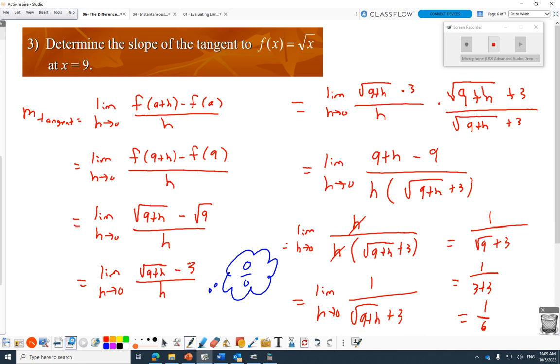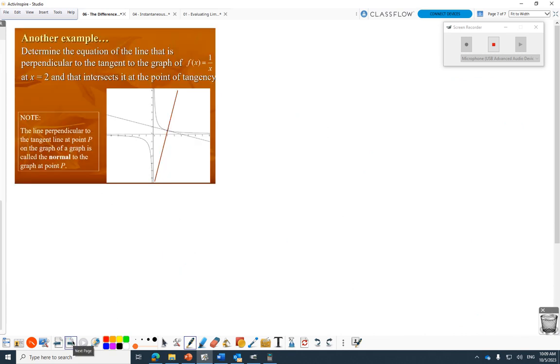In the interest of finishing the video, I'm going to do this one fairly quickly. Determine the equation of the line that is perpendicular to the tangent. Ignore all that. Part A is always m tangent. Get the slope of the tangent first, then I'll answer the question later. Limit as h approaches 0, f at 2 plus h minus f at 2 over h.